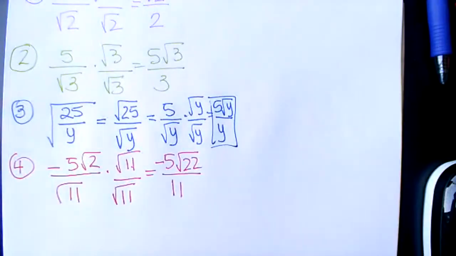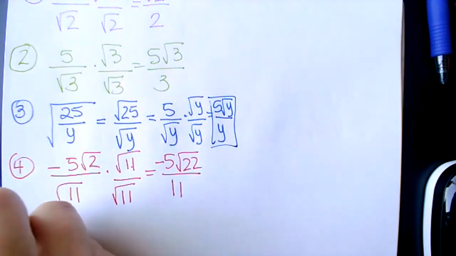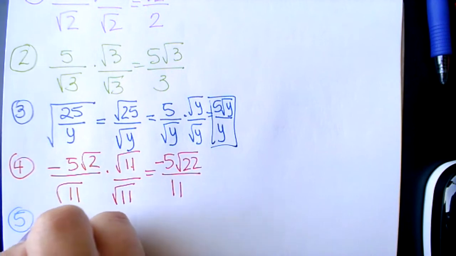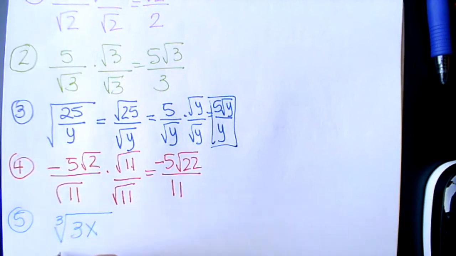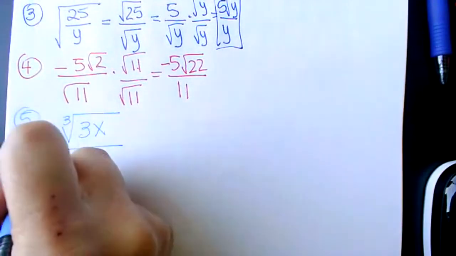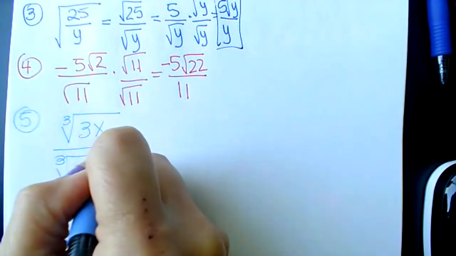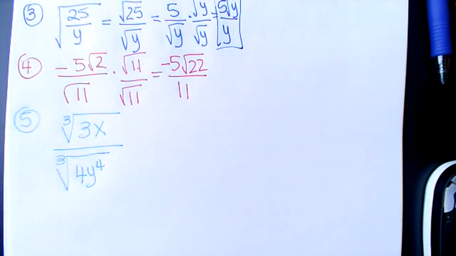Now, let's do this one. It's a little bit different. Cubic root of 3x divided by the cubic root of 4y to the 4th power. There we go. So what do I need to multiply by?